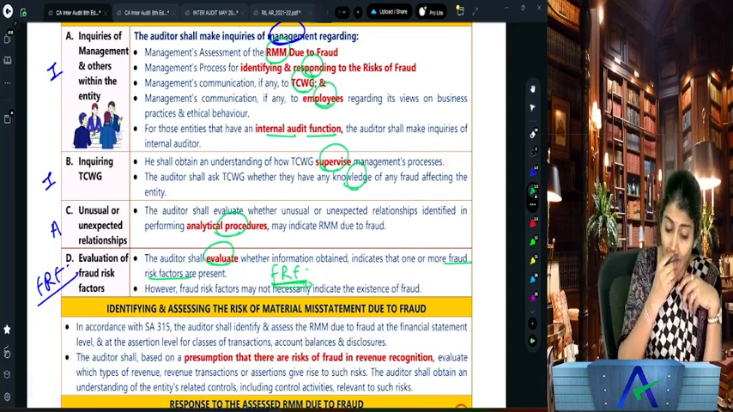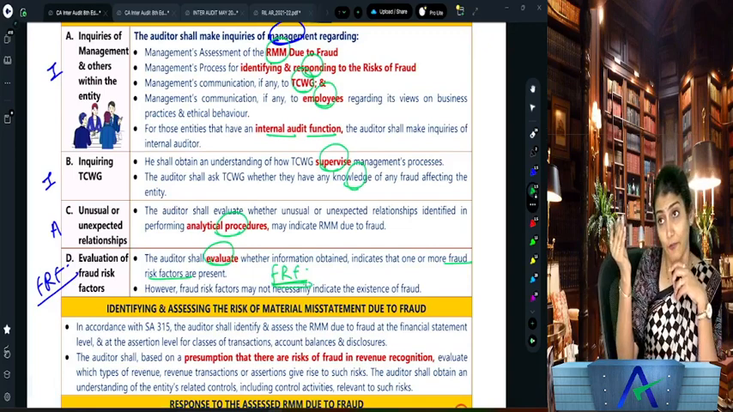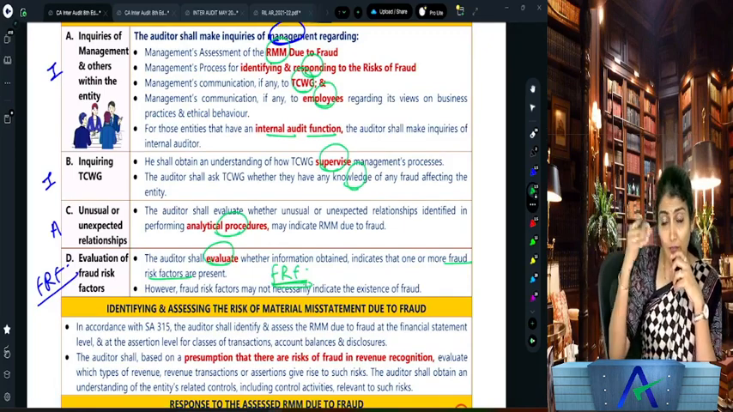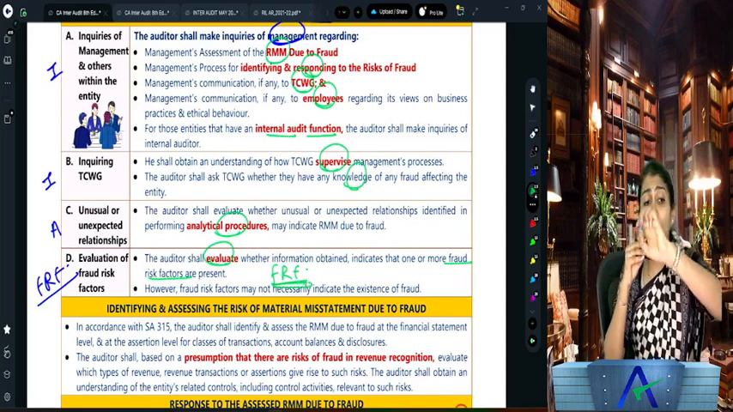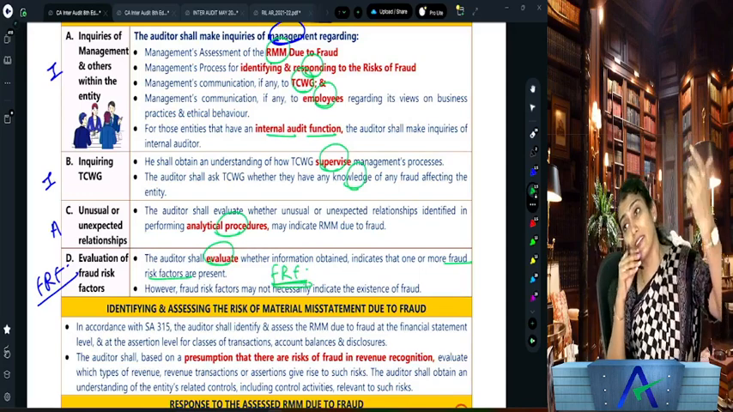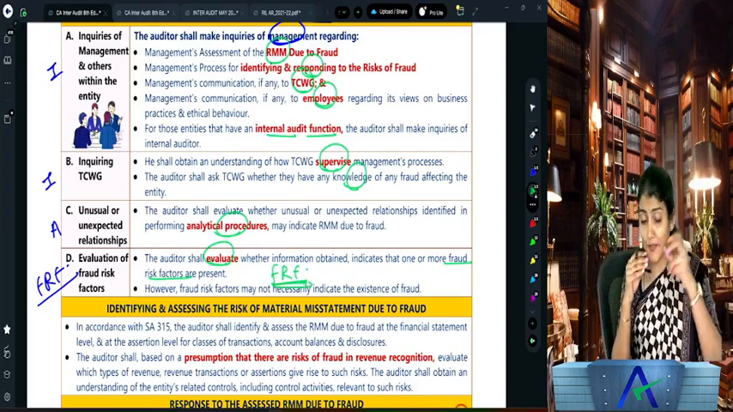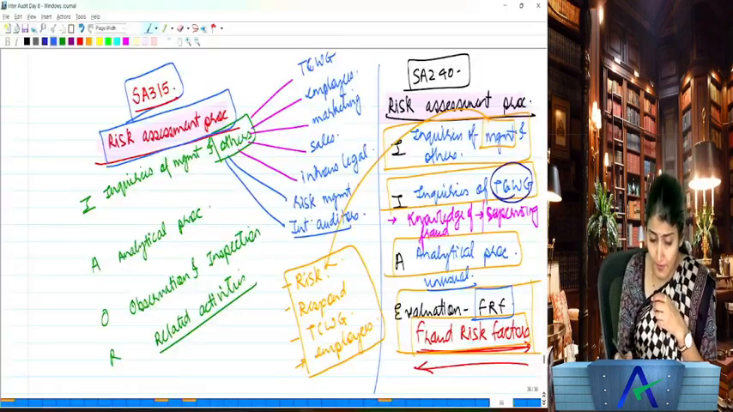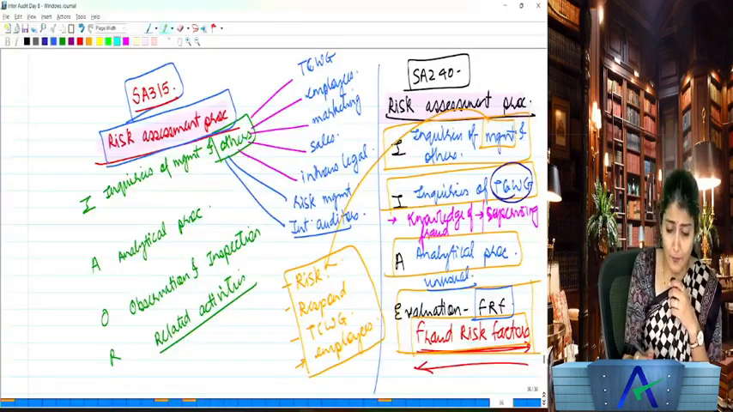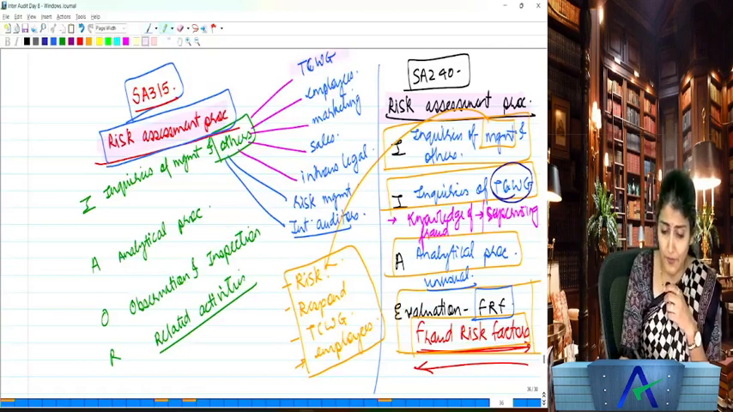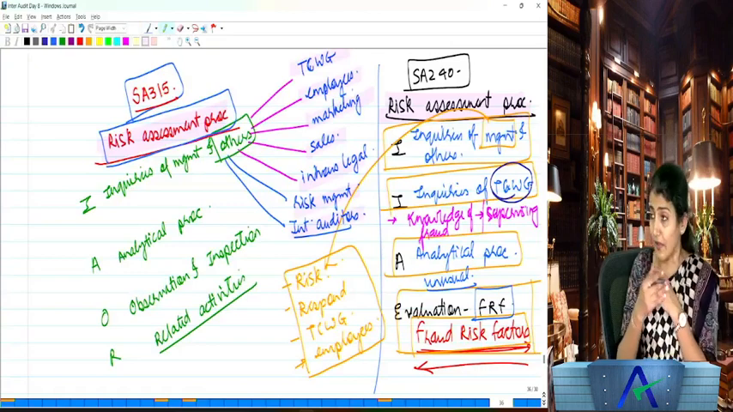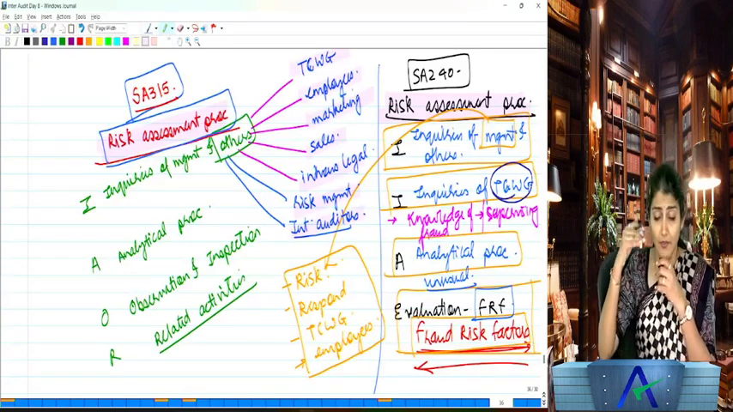Now in SA 315, do we do inquiries of management and others within the entity? 315, inquiries of management and others. What we had written in the list of others, all these people. Who are all the people? TCWG, employees, marketing, sales, in-house legal counsel, risk management, and the internal auditor.